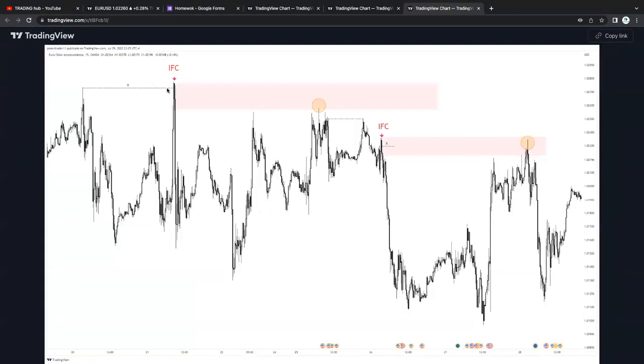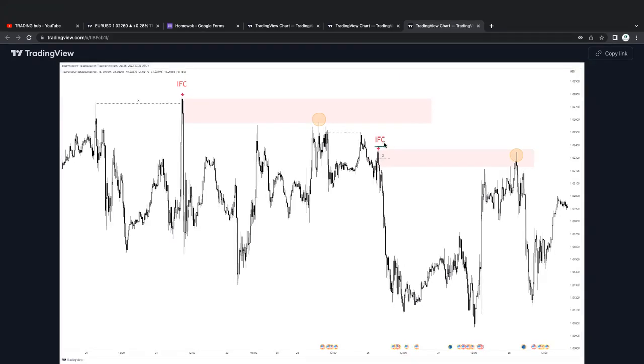Okay, this is taken out the liquidity, correct? Yes, this can be also. One more thing I want to mention here: sometimes after taking out this previous high, the market may not sweep the high, just close above it, and the next candle closes below it. In this case it also counts as an IFC, which is a really interesting thing.